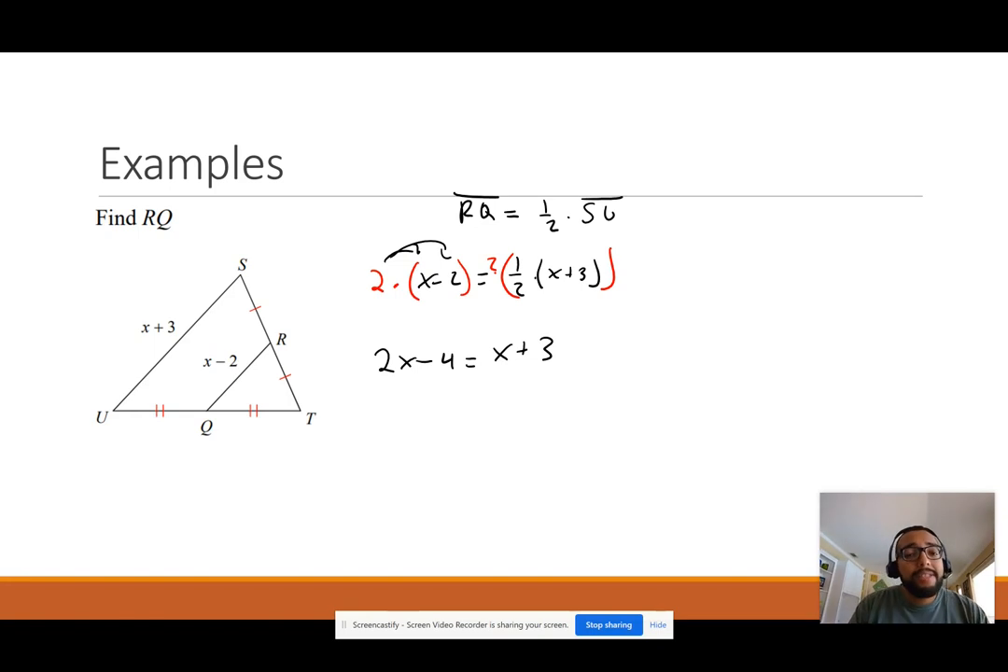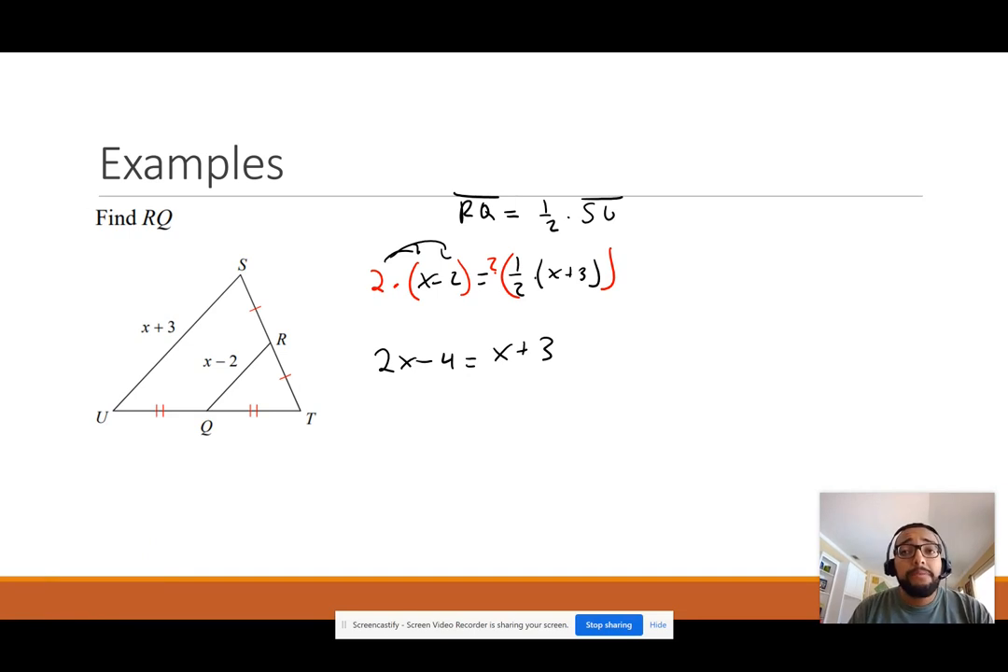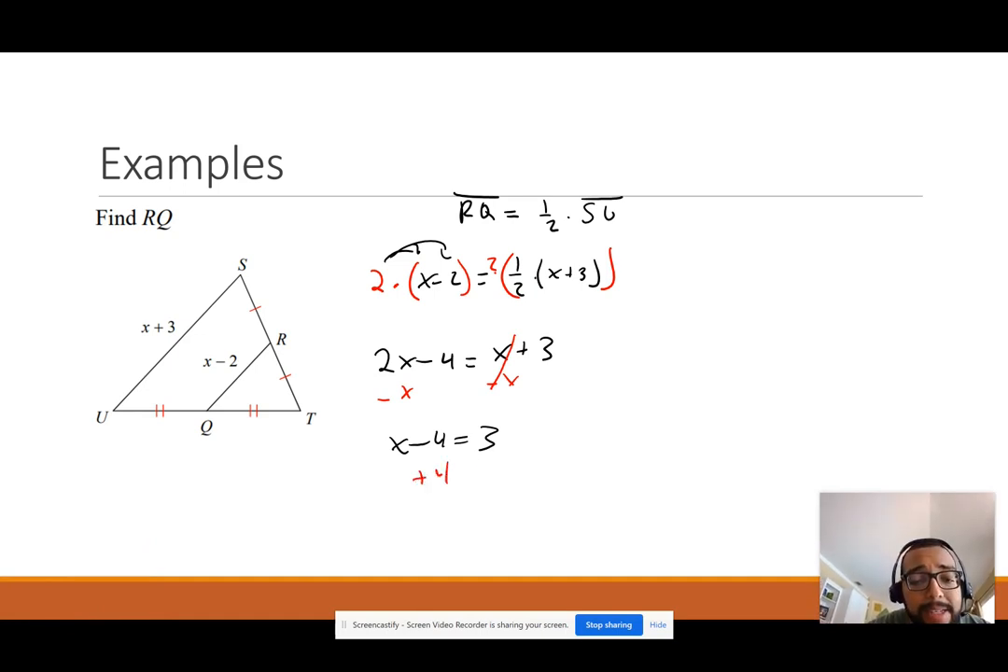Now that's a little bit better to see and manage, because now to get x by itself, let's just move all the x's together. So we end up getting 2x minus x, which is just x, and just a 3 on this side because, perfect, these x's cancel. And then finally, the last step here, just to get x by itself, let's move that -4 to the other side.